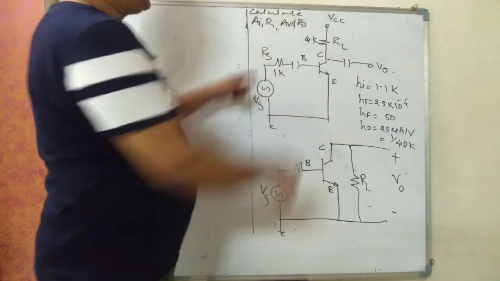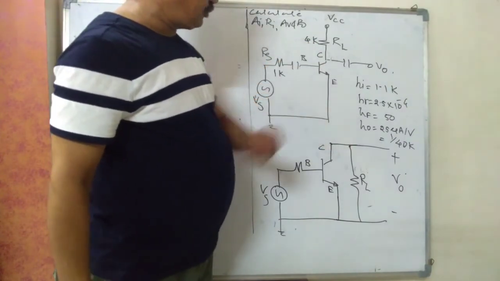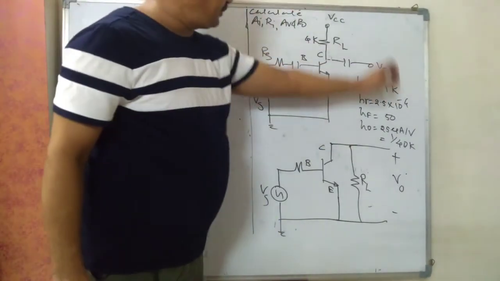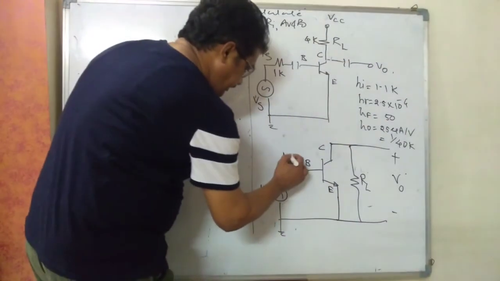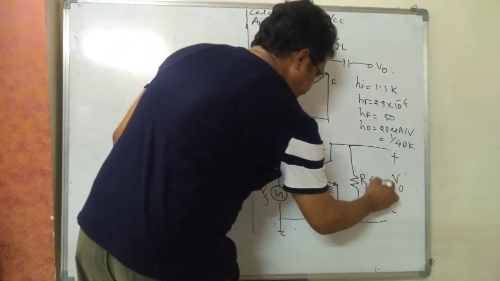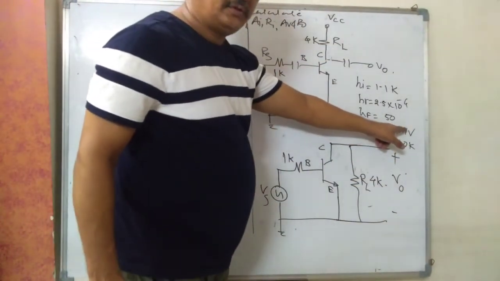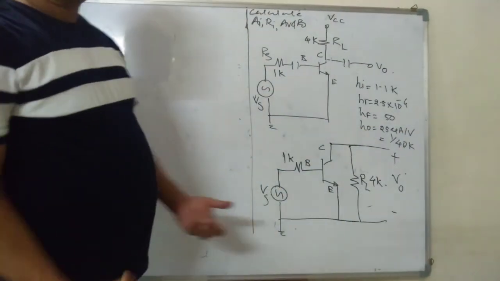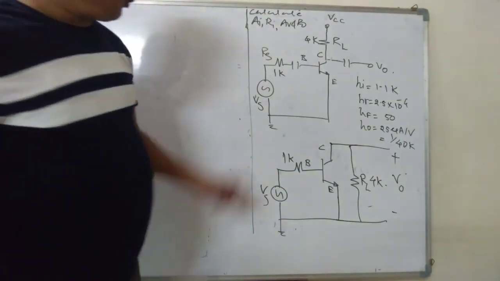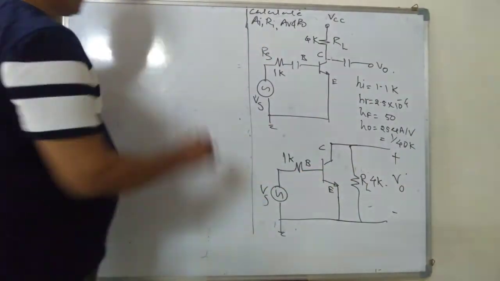The figure is given to you. This is 1 kilo ohm, RL is 4 kilo ohm, HI, HR, HF, HO values are given. So for this figure we will draw the AC circuit. This is that AC circuit, 1K, 4K. All the values are given. 25 microampere per volts can be represented as 1 upon 40K. Right? So directly apply the formula. Figure is given. Draw this AC circuit and now start.